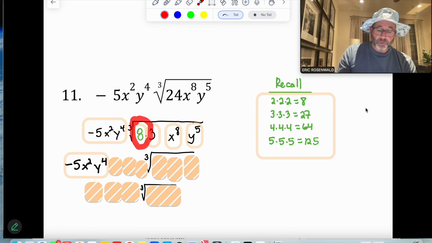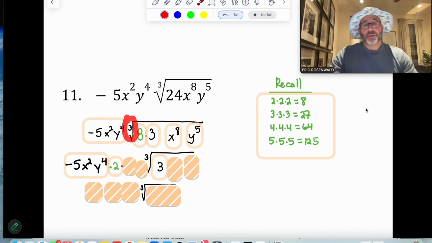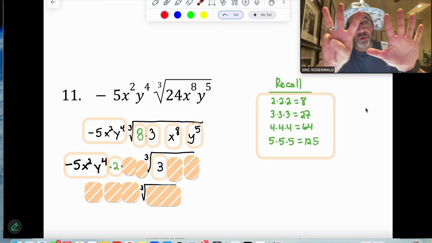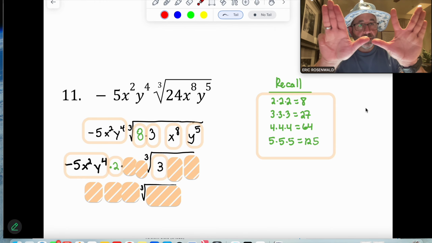Cube root of 8. 2. Cube root of 3 stays as it is because we can't do anything with it. X to the 8th. Now what we're doing is we're going out into groups of 3, right? So if I've got 8 here, we're going to go into groups of 3. There's one group. There's another group.